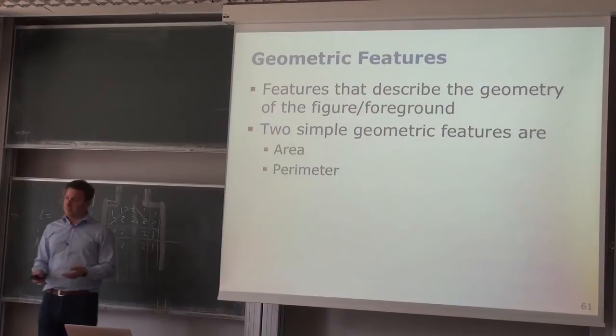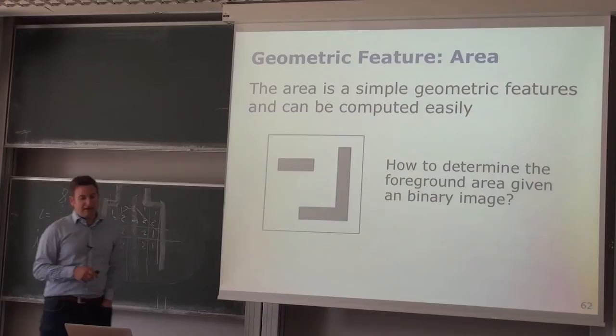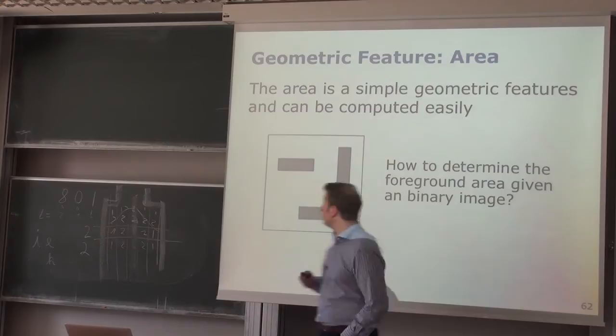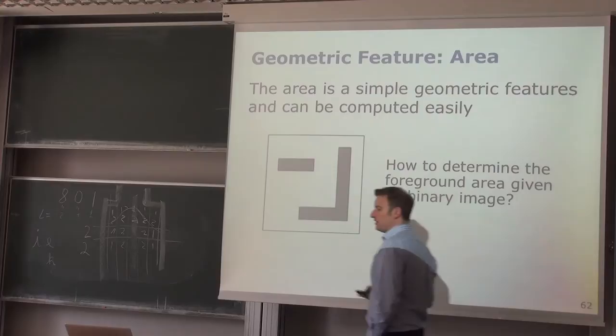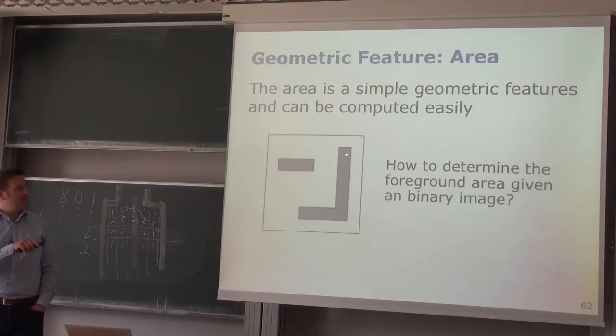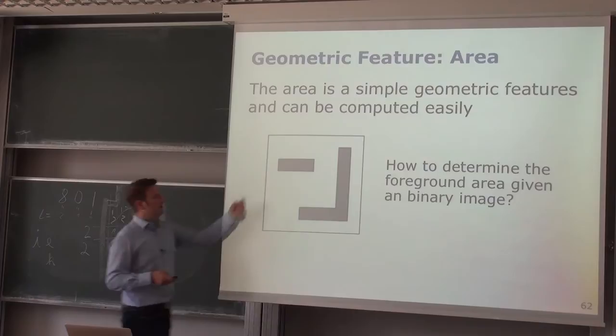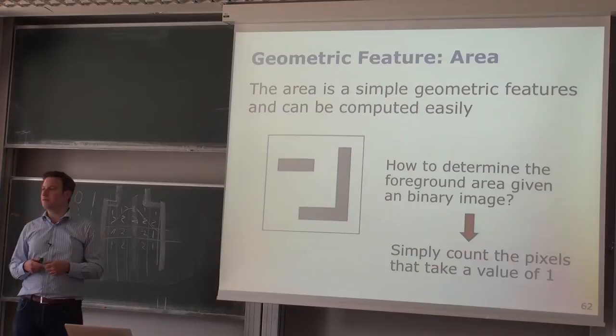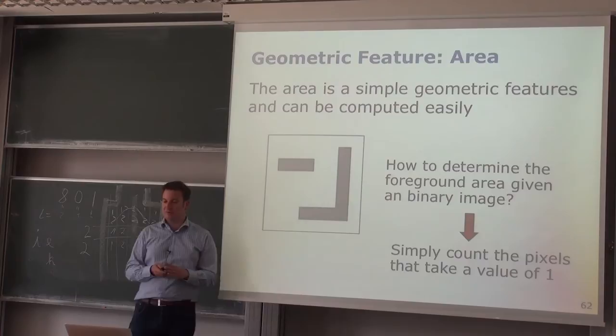two typical features. So for example, if we have this one over here and we wanted to compute the area that this component takes, how can we actually determine the area of a binary image? That's actually very, very simple. We simply need to pass through the image, and whenever we have a pixel which has a value of 1, we increase a counter. We just need to count the gray pixels. If we just count the gray pixels, we can very easily compute the area. So computing the foreground area of a binary image is very simple.